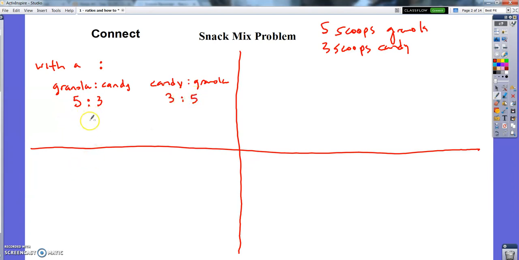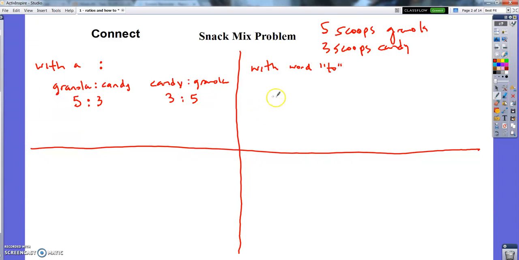But what this tells me is to make sort of one batch of snack mix, I'm going to have 5 groups of this for every 3 scoops of this, and 3 groups of this for 5 of this. And it's going to stay fixed in that ratio. That's one way. Another way we represent is with the word to.